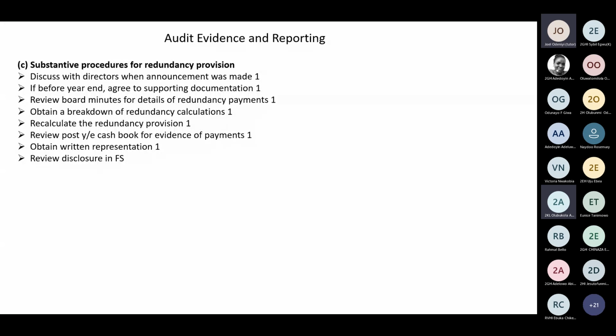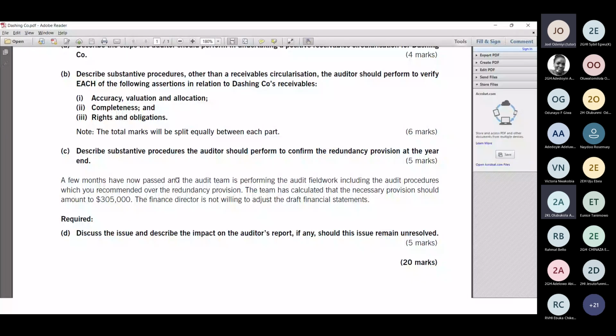Let's look at the final part of this question. It says, a few months have now passed, and the audit team is performing the audit fieldwork, including the audit procedures which you recommended over the redundancy provision. The team has calculated that the redundancy provision should amount to $305,000. The finance director is not willing to adjust the financial statements. Required for 5 marks: discuss the issue, and describe the impact on the auditor's report, if there will be any, should the issue remain unresolved. So, what do we do here?